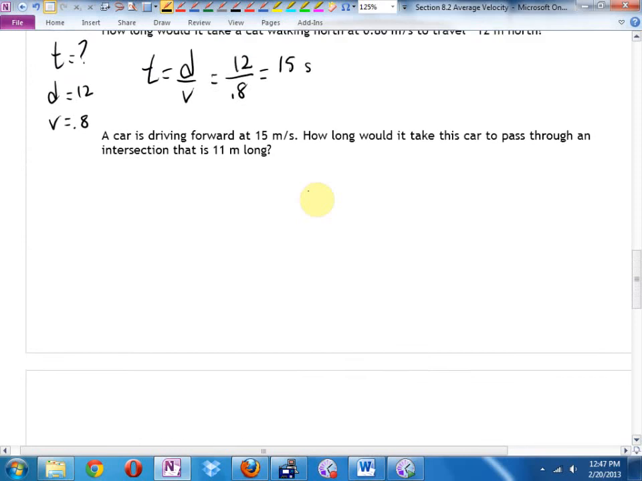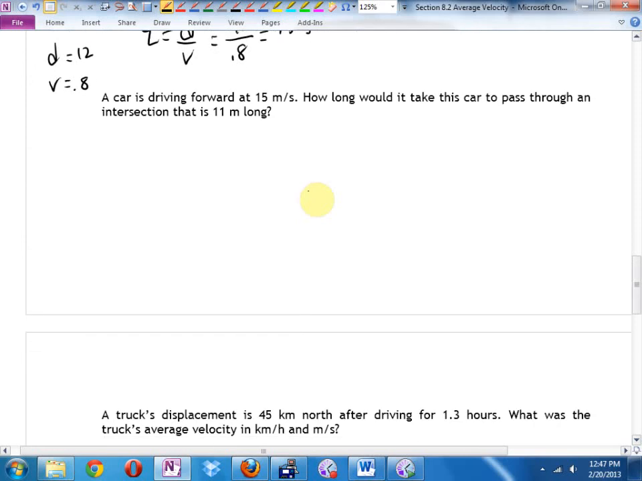3 more, we're done, finally. You've been very patient. A car is driving forward at 15 meters per second. How long would it take the car to pass through it? Oh, did someone say how long?